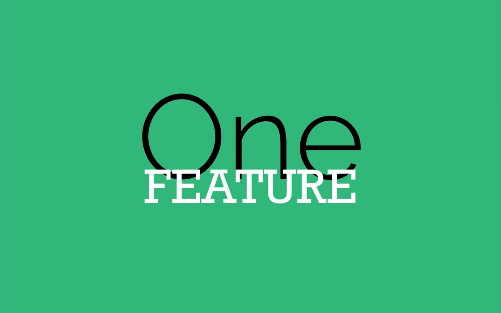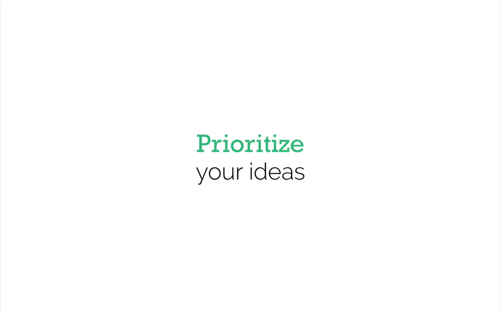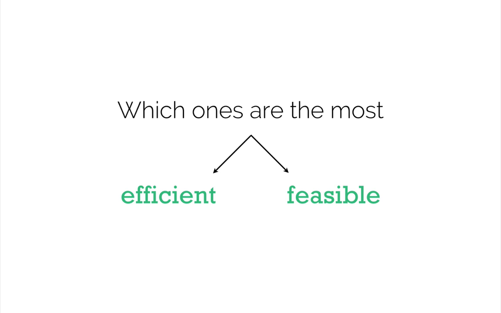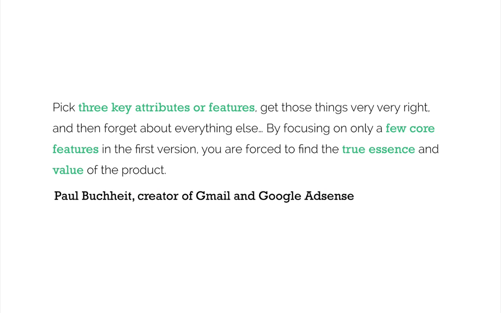If you use these techniques, you should come up with a lot of solution or feature ideas to solve the problem you've identified. Your job now, and it might not be easy, will be to prioritize these ideas. To do that, ask yourself two questions. Among these ideas, which ones would be the most efficient to solve the problem, and which ones are the most feasible? Take a minute to look at this very interesting quote from the creator of Gmail and Google AdSense.